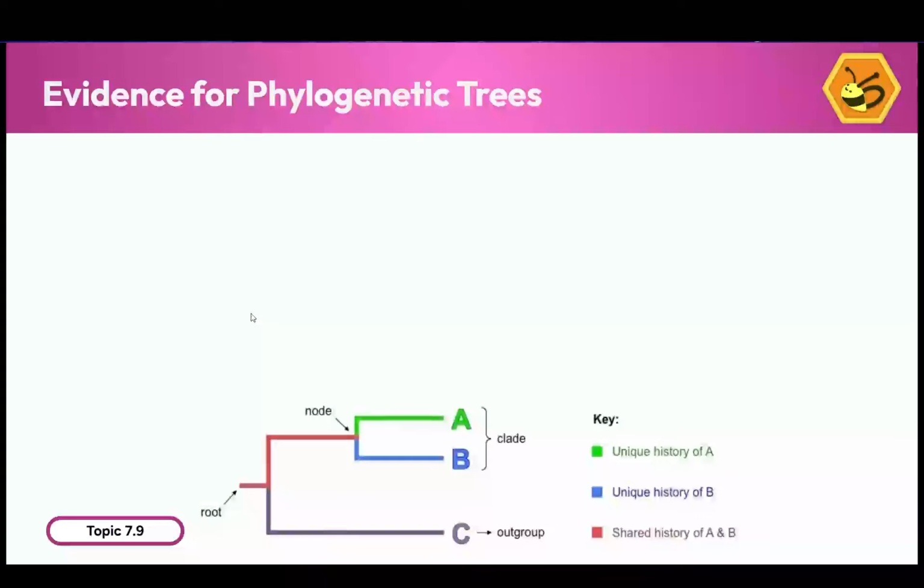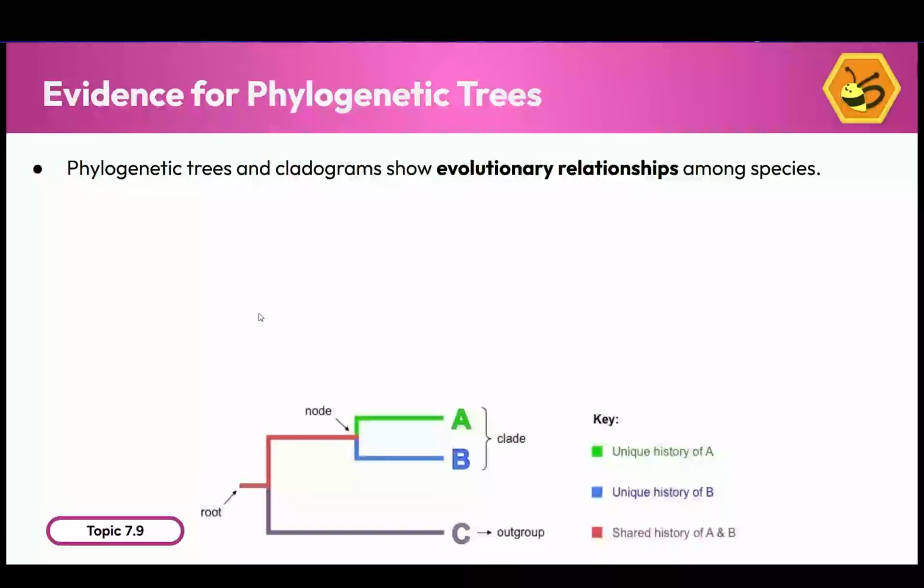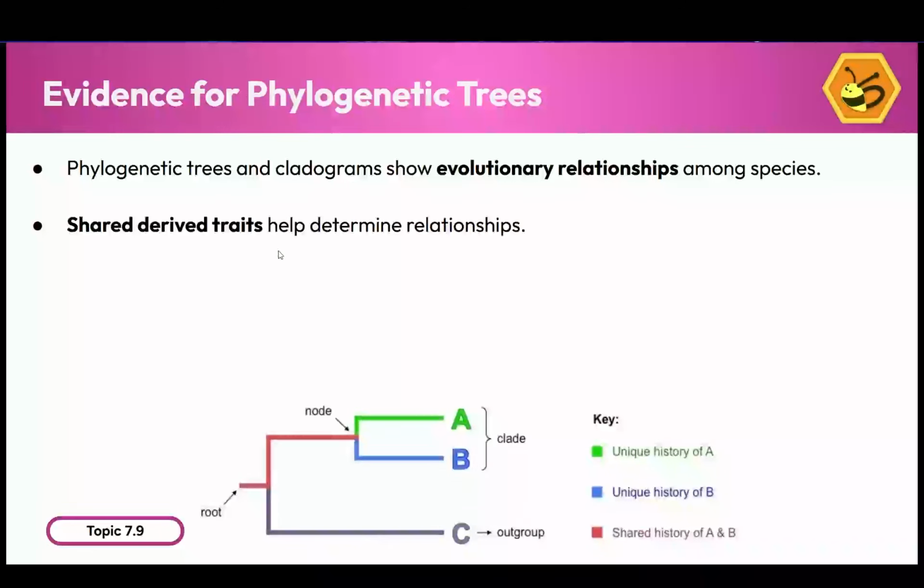So, phylogenetic trees and cladograms both show evolutionary relationships between different species. The shared derived traits help determine the relationships, and the nodes represent common ancestors. I'll talk about shared derived traits in a sec, but before that, phylogenetic trees are essentially trees which show the branching between organisms.